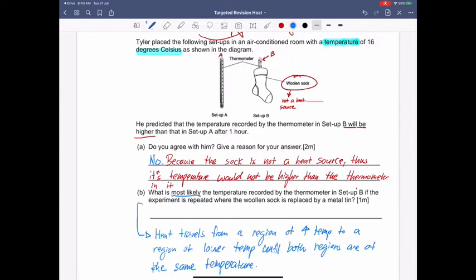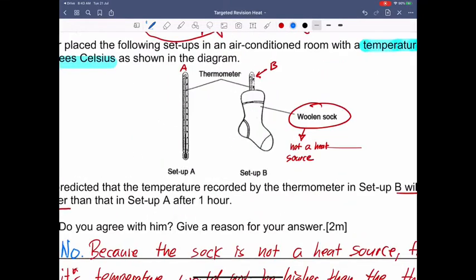So because of this phenomenon of heat traveling from one region to another region until they are the same temperature, you know that the most likely temperature would actually be 16 degrees. The reason being that the surrounding air-conditioned room is actually at 16 degrees. So given that it's at 16 degrees, it doesn't matter whether it is a metal tin surrounding your thermometer. It doesn't matter what is wrapping around the thermometer. Ultimately, whichever region, it will always be 16 degrees.